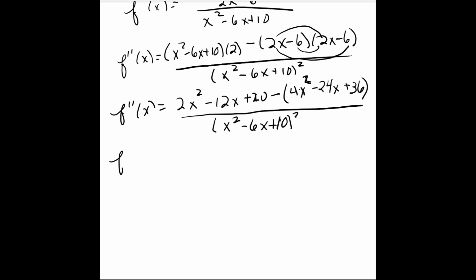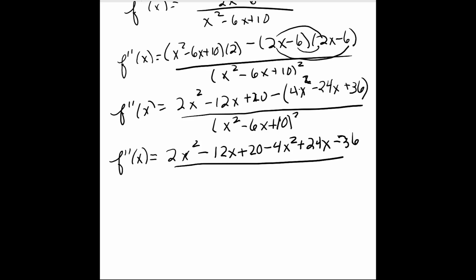As we continue to simplify this, I need to drop the parentheses in front of the negative 4x squared minus 24x plus 36. So I have 2x squared minus 12x plus 20, then minus 4x squared plus 24x minus 36. And again, we keep the denominator.